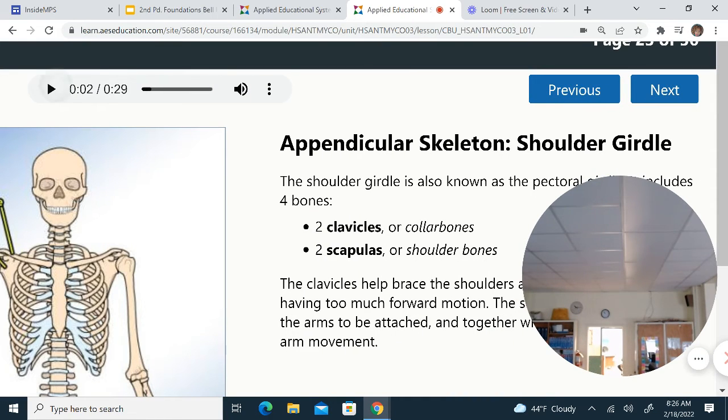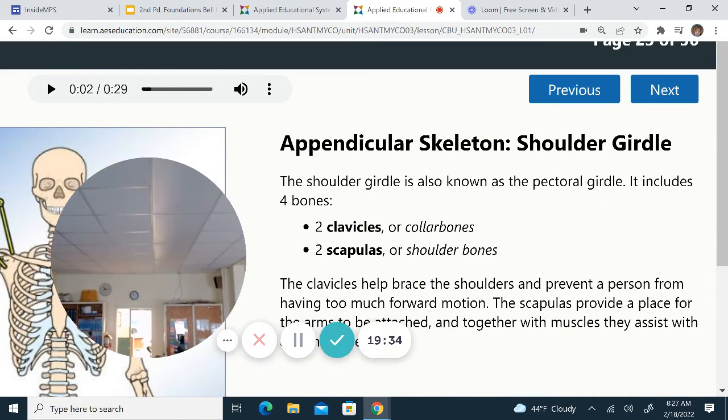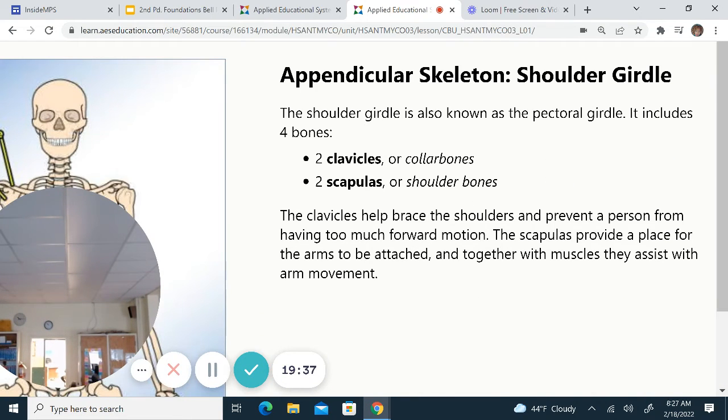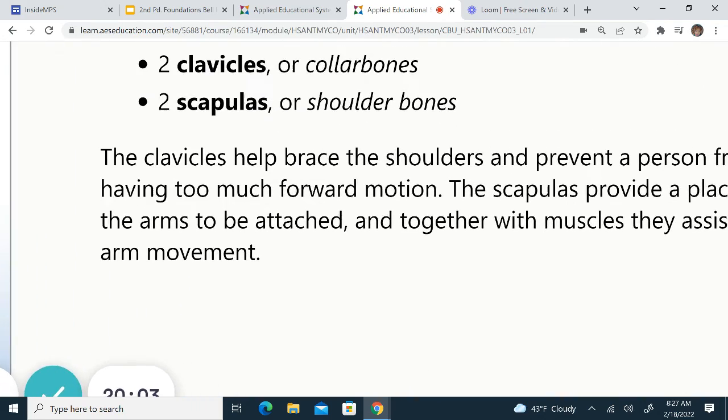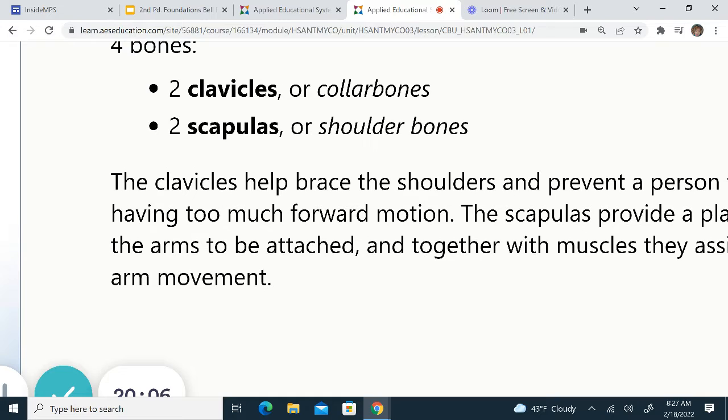Appendicular skeleton. All right, so your appendicular skeleton, you have what's called your shoulder girdle. It's also known as your pectoral girdle. So you think of your pectoral muscles. You have 4 bones: clavicles, which are your collarbones; scapulas, which are your shoulder bones. Just know what clavicles and collarbones are. Good way to remember: clavicle starts with a C, that's your collarbone. Scapula starts with an S, that's your shoulder bone. So clavicles are collarbones, scapulas are shoulder bones. That's the rule.